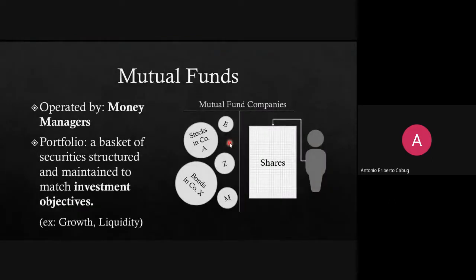So, example of an investment objective is growth. If the investment objective is growth, then what kind of stocks would the mutual fund company invest in? Definitely, it will be companies which have good growth prospects. Companies with very good growth prospects.